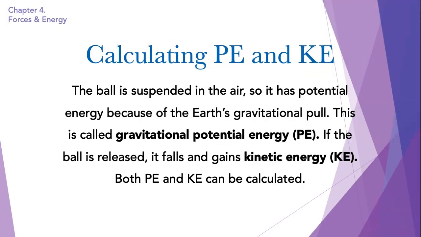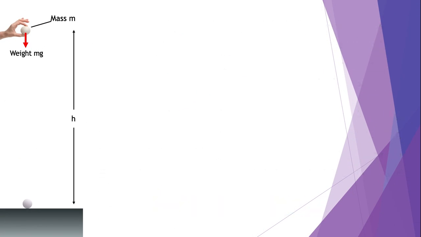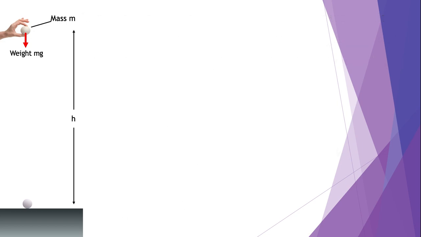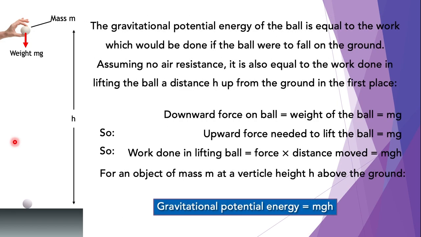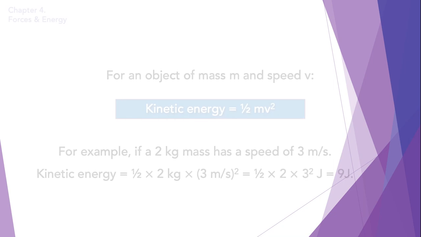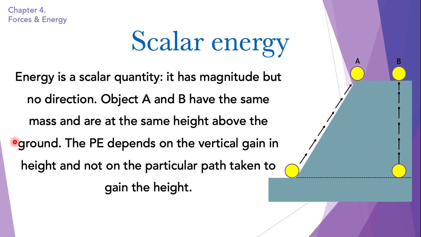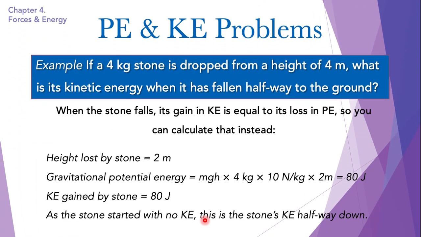After this, we understood how we can calculate potential energy and kinetic energy. We learned the equations we used for potential energy, like mgh, and the kinetic energy equation, half mv square. Then we understood that energy is a scalar quantity. And then we did questions related to potential energy and kinetic energy.